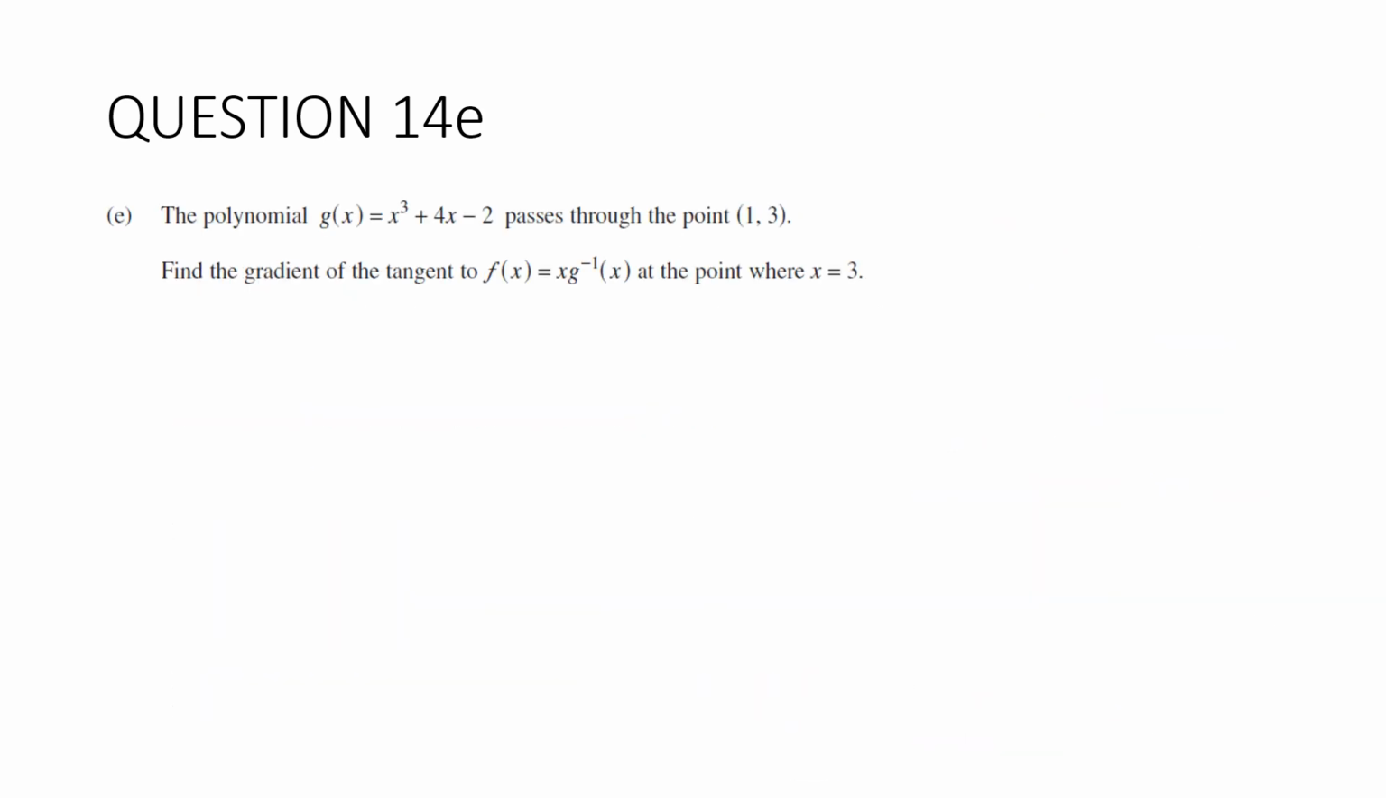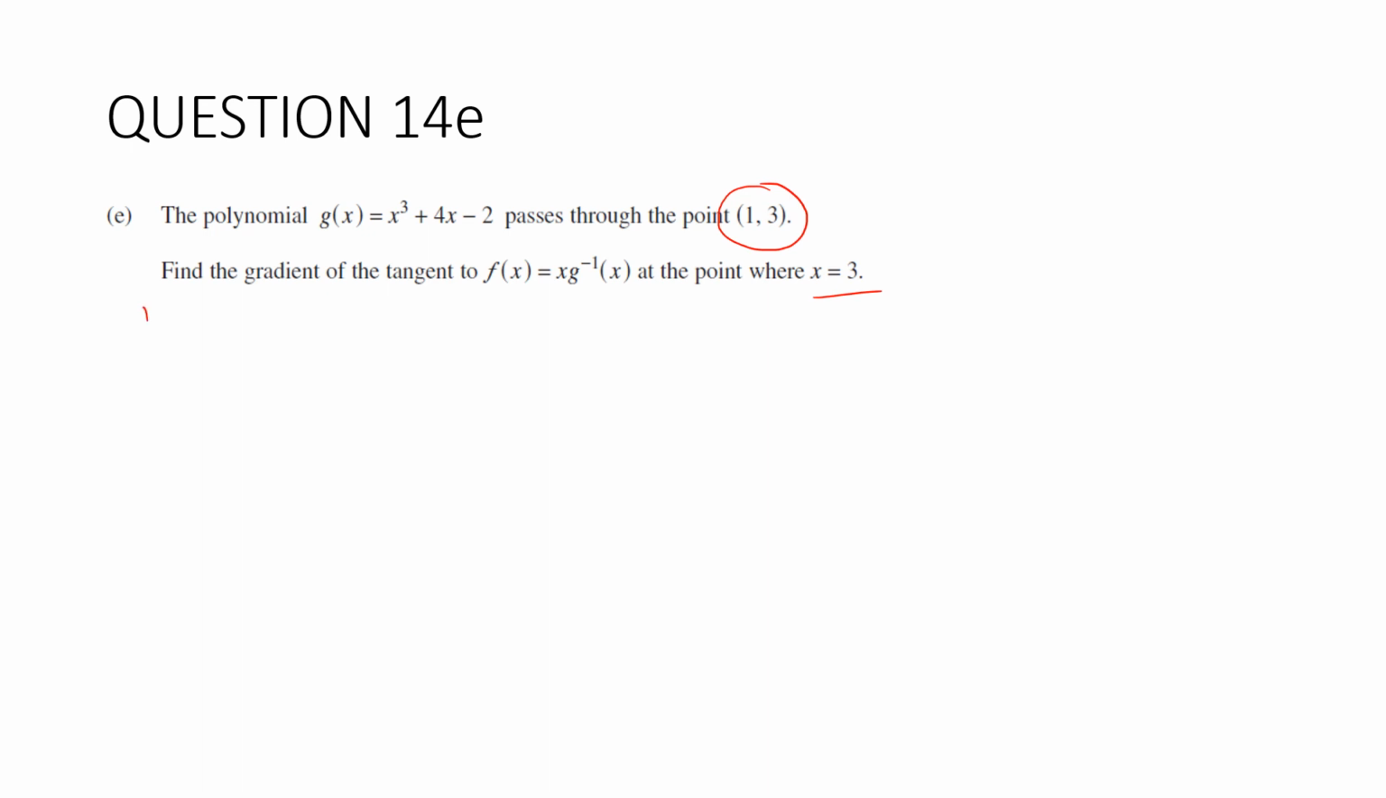And last question. The polynomial g of x is equal to x cubed plus 4x minus 2, and it passes through the point 1, 3. Find the gradient of the tangent to f of x, if that's equal to x multiplied by inverse g, at the point where x is equal to 3.